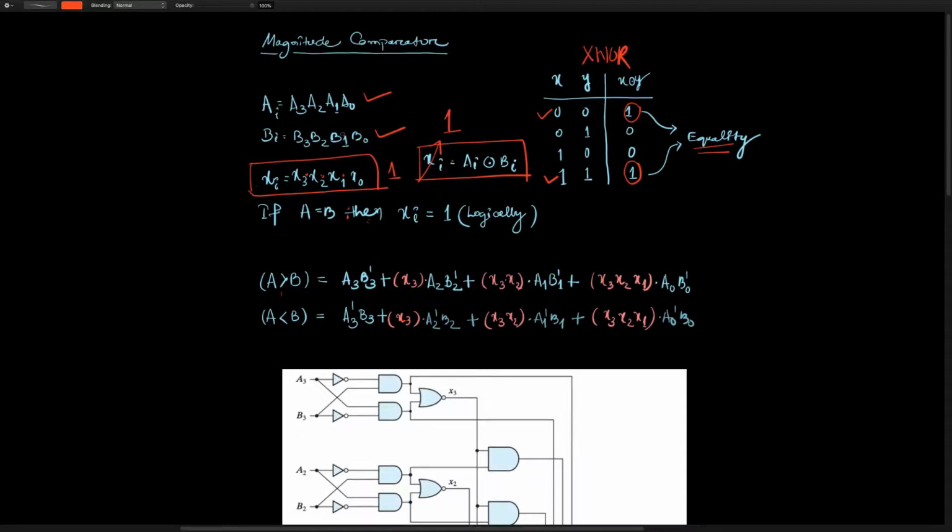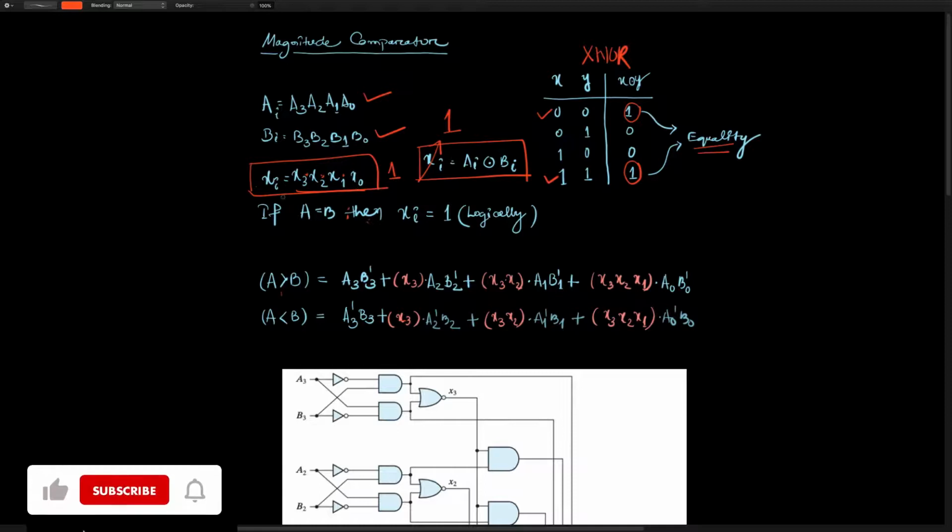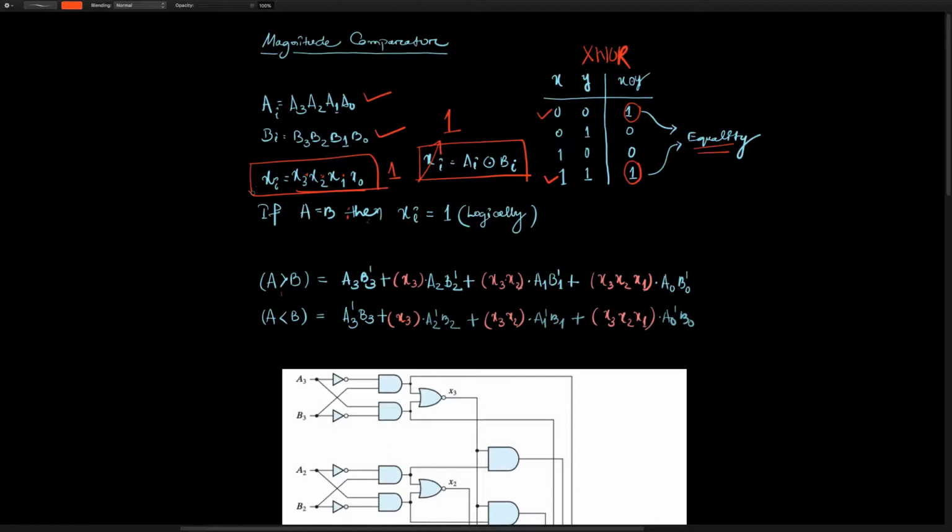If any of them is unequal, then one of the X of i would be 0, and that will make the whole expression X of i equal to 0. That will show us that at least one of the bits is unequal. That will indirectly signify that the two numbers are not equal. So equality is done.